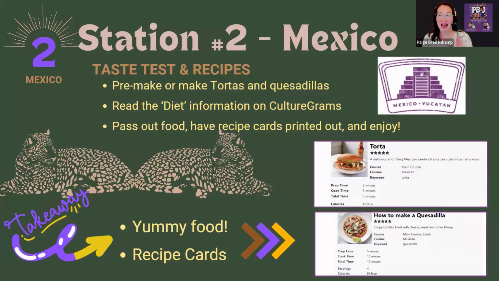That would be so much fun. I would do that because food always. But you can have it pre-made, or you can have somebody come there and do a demonstration. And you can read the diet information on Culturegrams, pass out the food, have recipe cards printed out, and just enjoy food and the culture of it. So that would be Mexico.